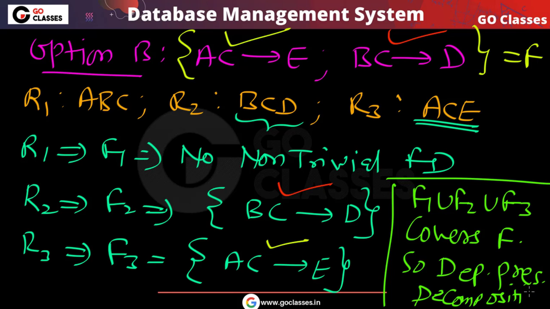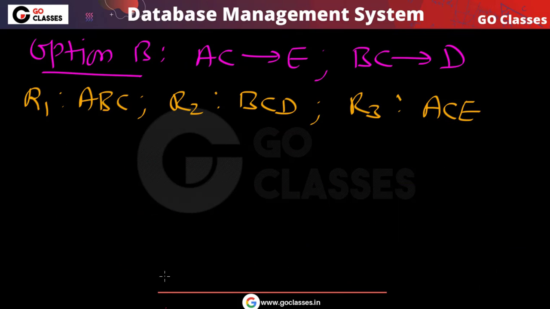This is option B, the functional dependency set that is given to us in option B. So for that we will get dependency preserving decomposition. Now let us check whether we have lossless decomposition or not. So let's check this. We will apply the chase algorithm. So let me apply the chase algorithm here.